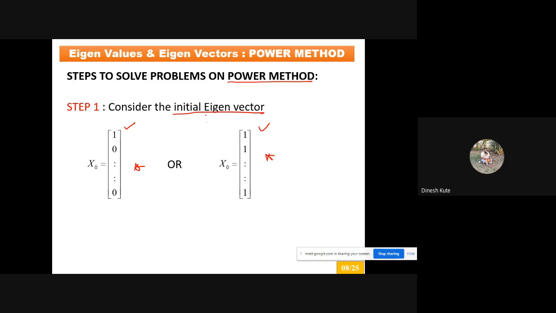But you can take a random vector, a random column matrix, and you can start your iteration. So this is the first step. You have to consider the initial eigenvector. Then next, multiply this given matrix with this initial eigenvector, that is, just take the product of matrix A with this x naught. You will get some column matrix, say x1.